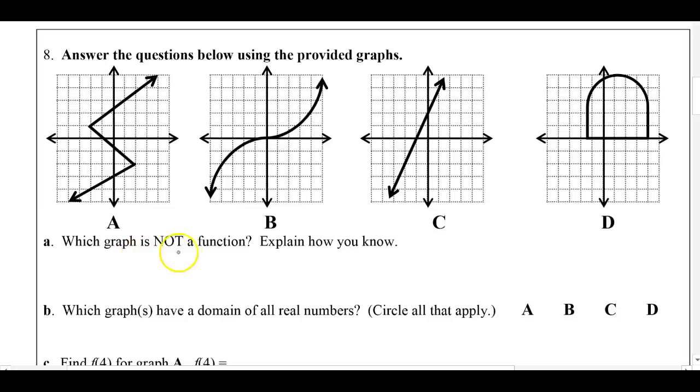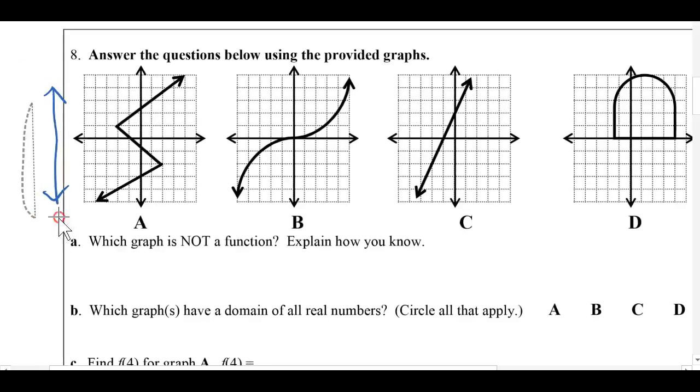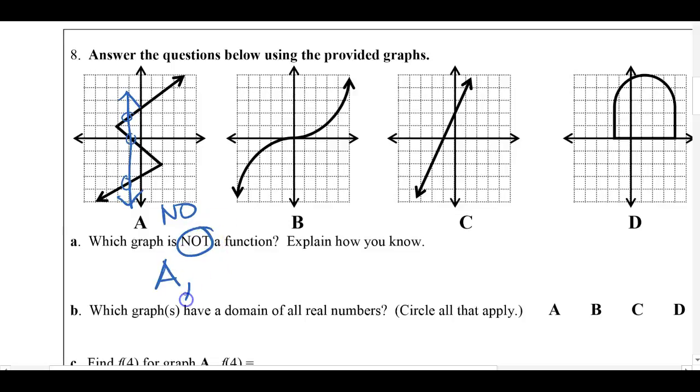Which graph is not a function? For each of these, this is where we want to use that vertical line test, any time you have a graph. So I'm going to take my vertical line, and I'm going to go across each one. And the question is, which ones are not a function? As I go across this graph, right away, I'm not just hitting 2 points, I'm hitting 1, 2, 3 points. So this one is a no. So we'll put A here because it is not a function.